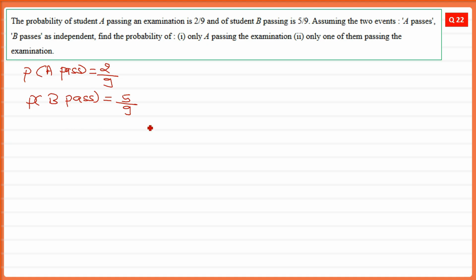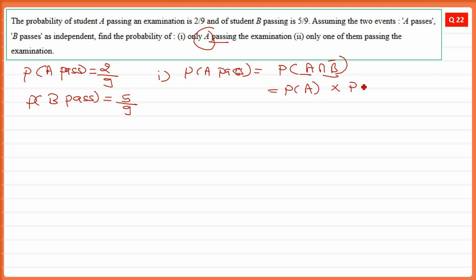So A is passing the examination means what? We'll do it here only. If A is passing the examination, it means B will not pass. So P(A) passing is by itself indicating that it is P(A intersection B'). A passed, B doesn't pass. So this will be P(A) multiplied by P(B'). So P(A) is 2 by 9. What is P(B')? 1 minus 2 by 9. That is going to be 7 by 9.